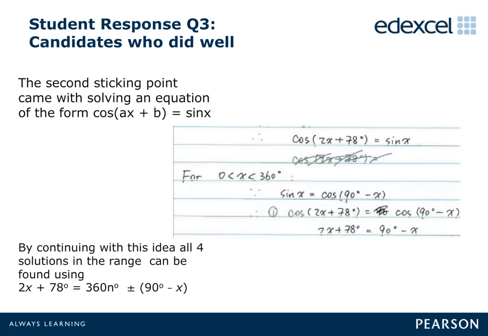A second challenge was to solve the equation cosine of 2x plus 78 degrees equals sin x. Good students tended to approach it in the way shown here, although only the most able managed to find all 4 solutions in the range 0 to 360 degrees.